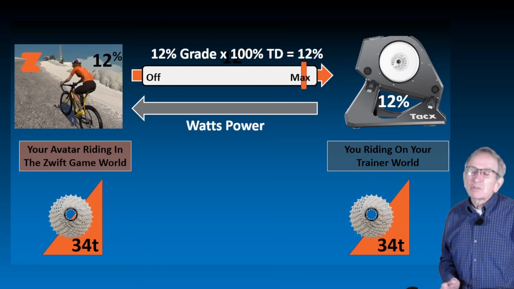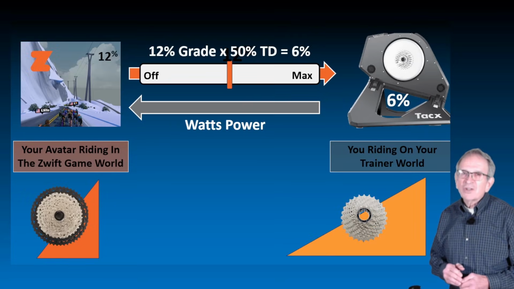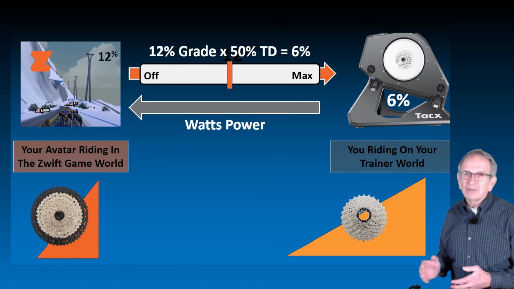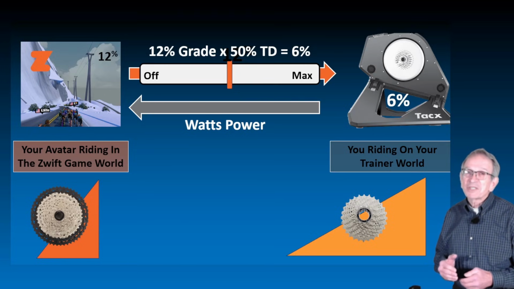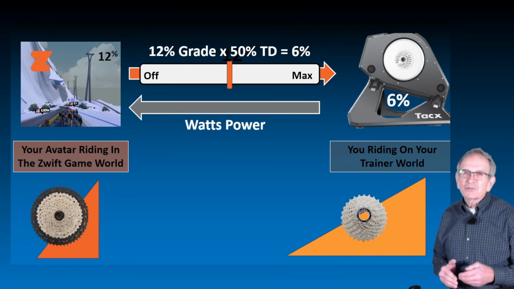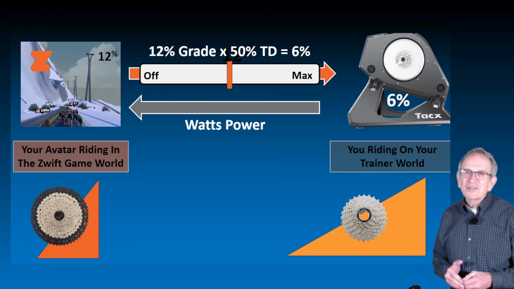But now what happens when you reduce that trainer difficulty, say to 50%? Well, your avatar is still riding up that 12% grade, but now your trainer is only simulating a 6% grade. But what about the gears? Well, you're still on that same gear on your trainer, but the gear that your avatar is virtually using is much, much bigger. And the gear that your avatar is now virtually riding on Zwift is complementary to the change of grade that you're riding on your trainer.